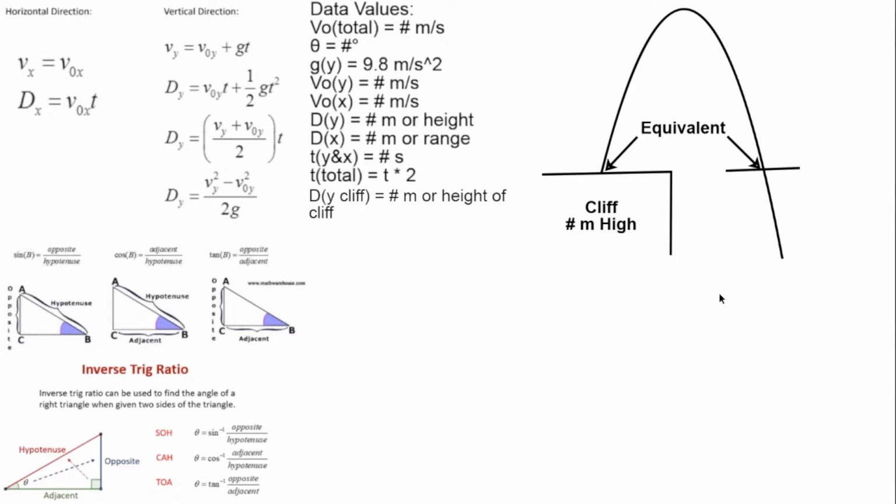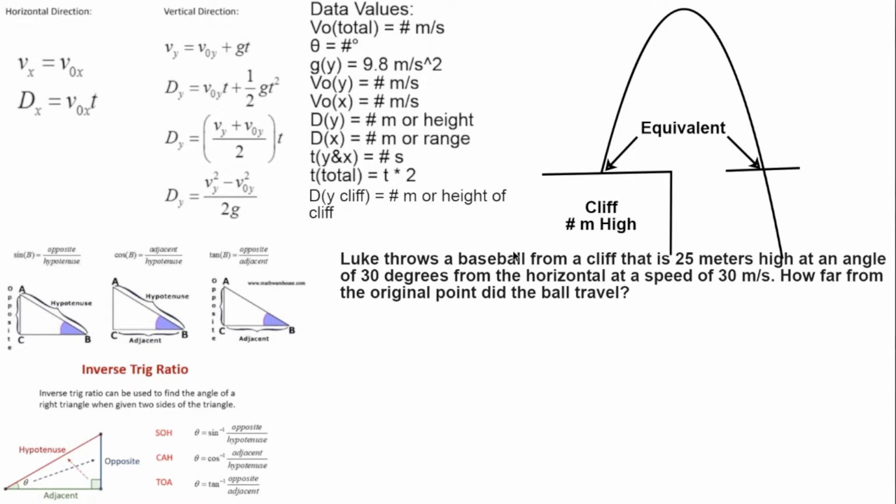So I have a problem that I'm going to show now, and it is literally just a cliff problem. It's going to look kind of like this, but not as steep. Luke throws a baseball from a cliff that is 25 meters high at an angle of 30 degrees from the horizontal at a speed of 30 meters per second. How far from the original point did the ball travel?